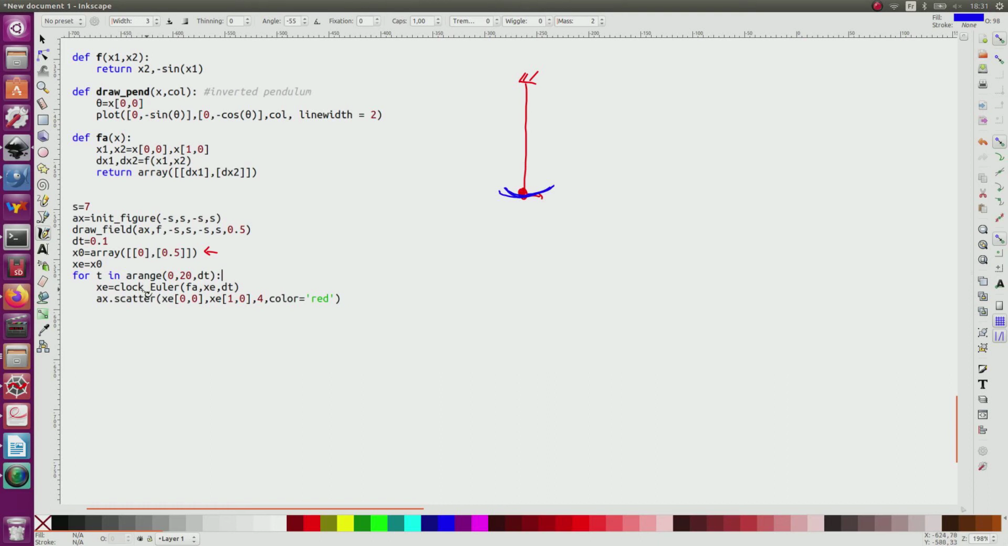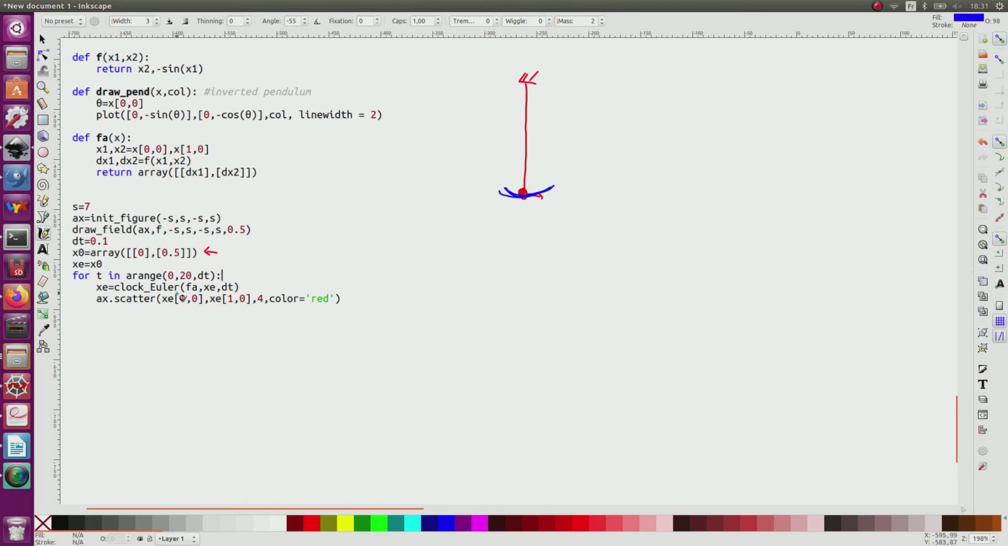So for this I will perform an Euler integration where I have to put as an argument the state xe, like Euler, which is initialized at x0. Then I will draw a red point. Euler has an argument xe, dt, which is equal to 0.1, which is not so small, just to see that the Euler method is not very accurate.